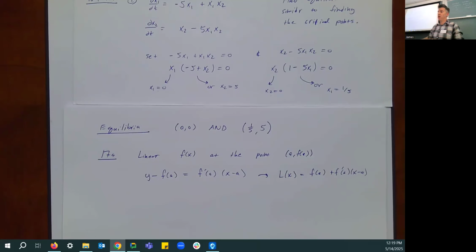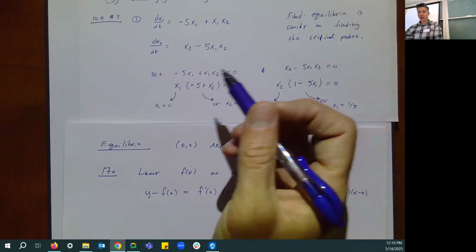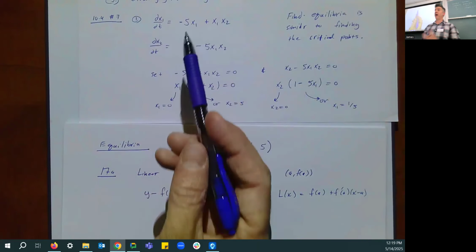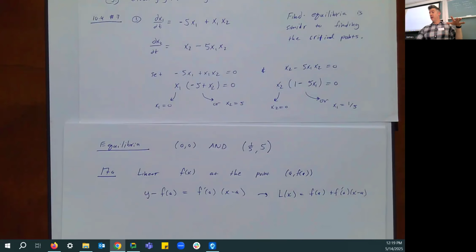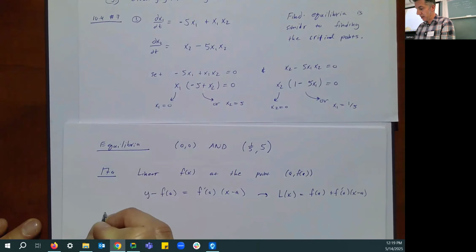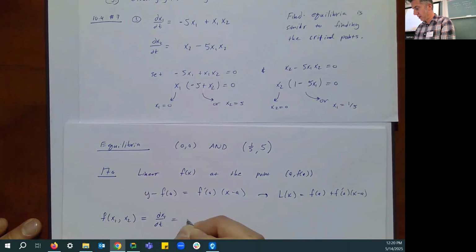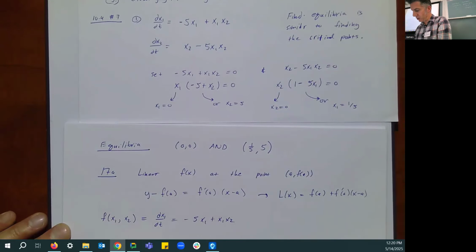So let me back up a little bit. We can think of each of these equations as functions of x1 and x2, or functions of x and y. So it's like this first equation is a surface. I'm going to rewrite that first equation as f of x1 comma x2, which is equal to dx1 dt, equal to negative 5x1 plus x1 x2. And g of x1 x2 is equal to the second part, dx2 dt, equal to x2 minus 5x1 x2.